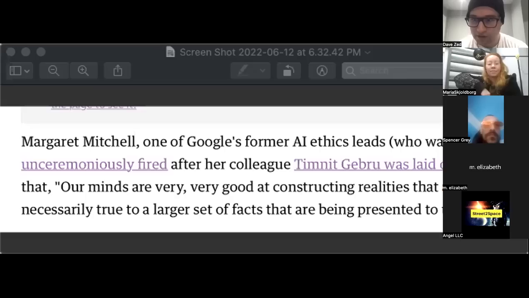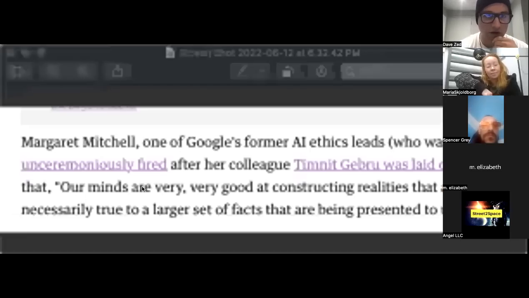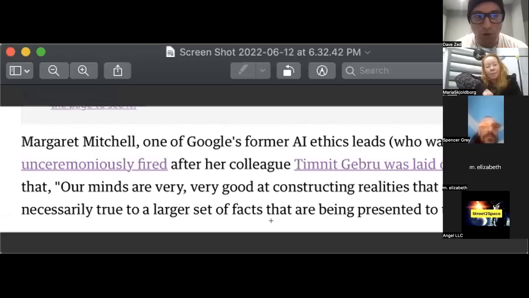So now what's interesting about this too is that if we take a look specifically at this right over here, here's a screenshot from a particular article. Margaret Mitchell, one of Google's former AI ethics leads, who was also unceremoniously fired after her colleague was, noted that, quote, "Our minds are very, very good at constructing realities that are not necessarily true to a larger set of facts that are being presented to us."